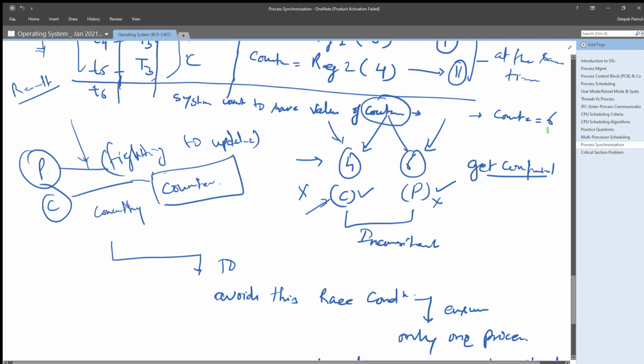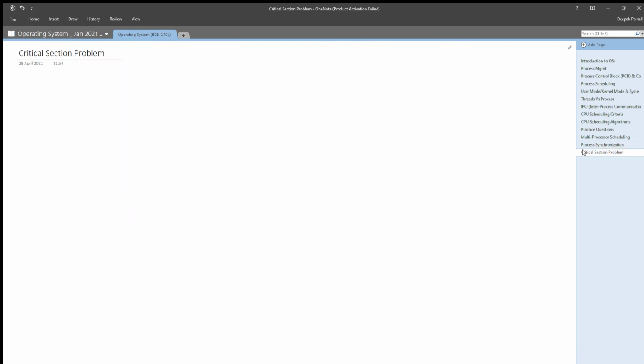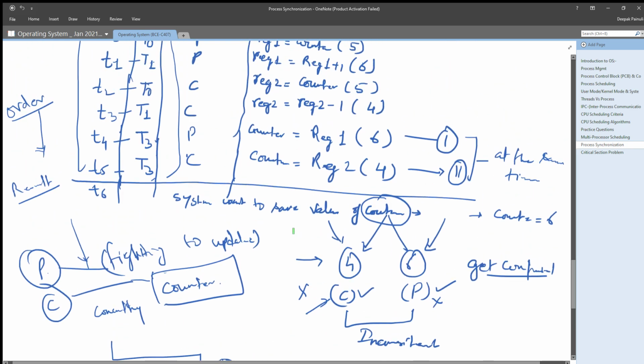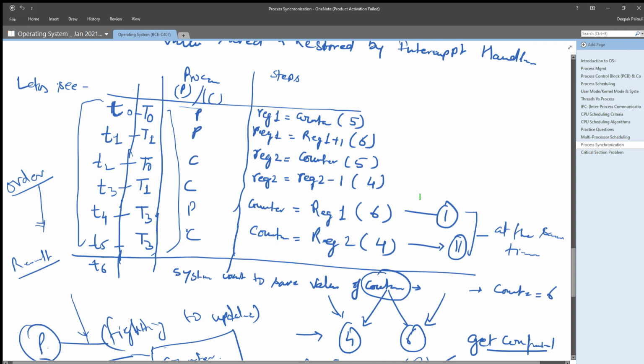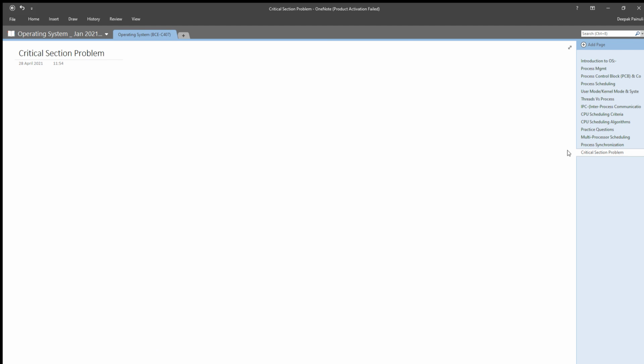Okay, so let us discuss it. The critical section first. You understood the problem: the critical section should not be executed concurrently by more than one process at a time. So this is the critical section problem. But first, we understand what a critical section is.